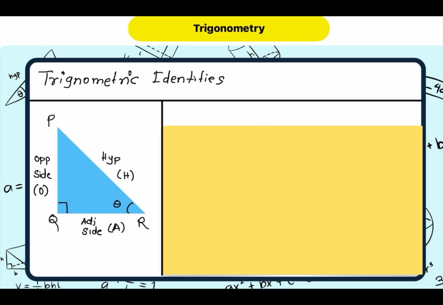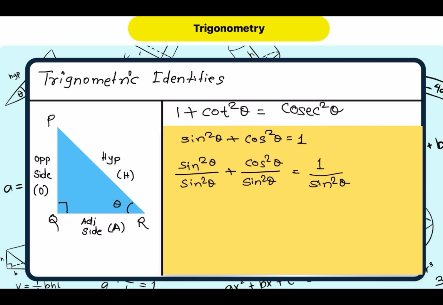Let's prove the second trigonometric identity, which is 1 plus cot square theta is equal to cosec square theta. To prove this, we are going to use the first trigonometric identity, which is sin square theta plus cos square theta is equal to 1. Let us divide both sides by sin square theta. What will we get? Sin square theta upon sin square theta plus cos square theta upon sin square theta is equal to 1 upon sin square theta. So first, sin square theta upon sin square theta is going to get cancelled out. So we are going to get 1 here.